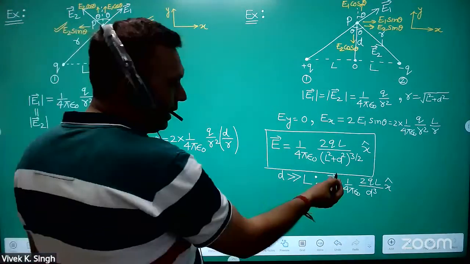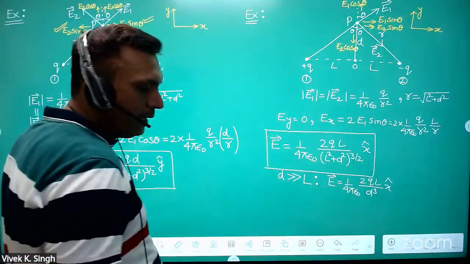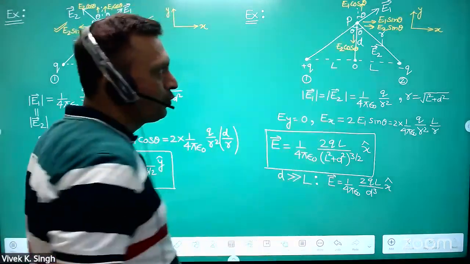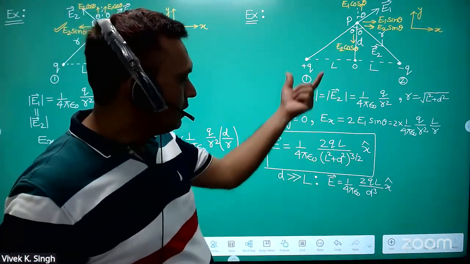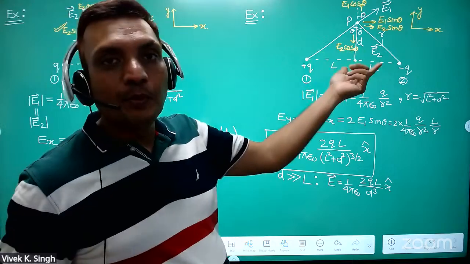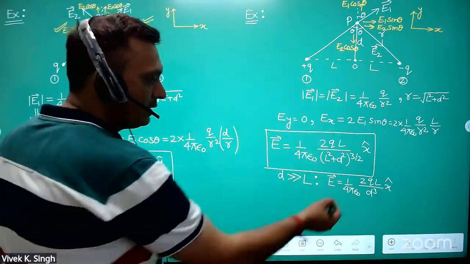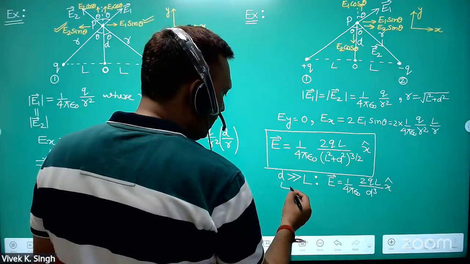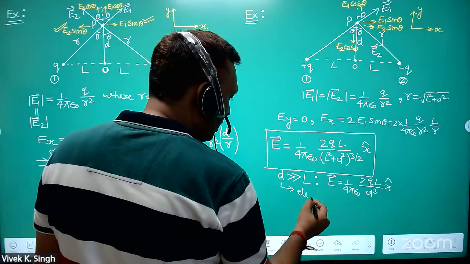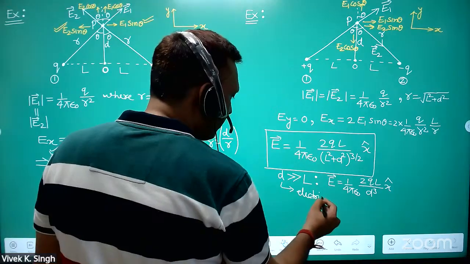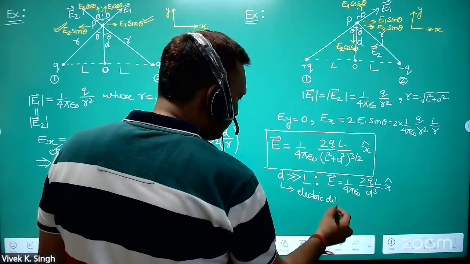Now see, the dependence of the electric field is 1 by distance cube, not square, because now it will look like a dipole. We will discuss the case of a dipole, where the electric field varies as 1 by distance cube. Under this approximation, it acts like an electric dipole. Yes or no?